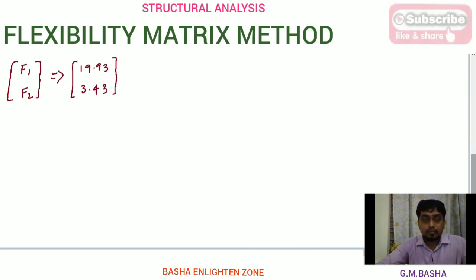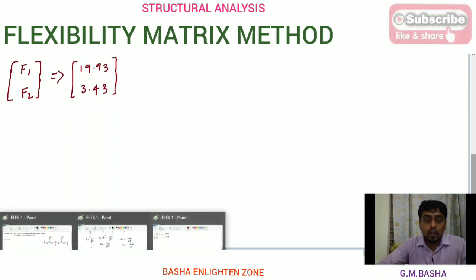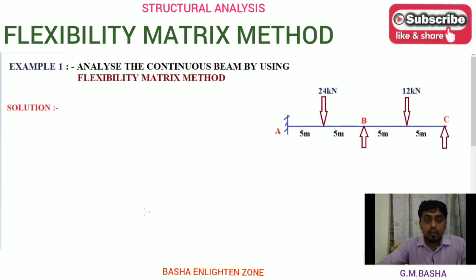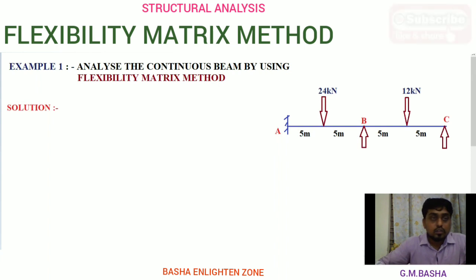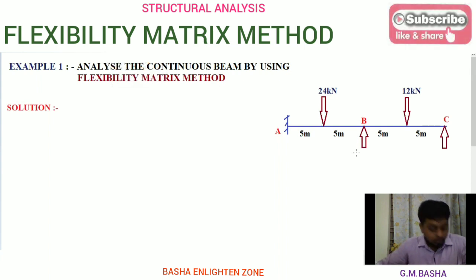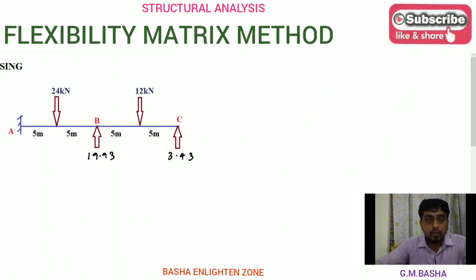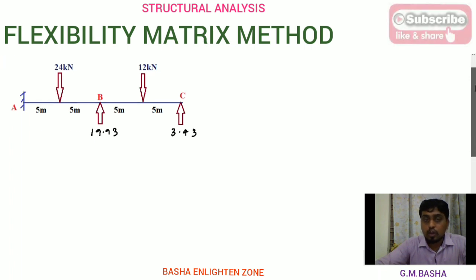See here, based on the given question, you have to draw the bending moment diagram. So this is your given question. Your obtained F1 and F2 values will be, one will be 19.93 at the first coordinate position, another will be 3.43. Okay. See here, I will draw the BMD as it is in the bottom line.